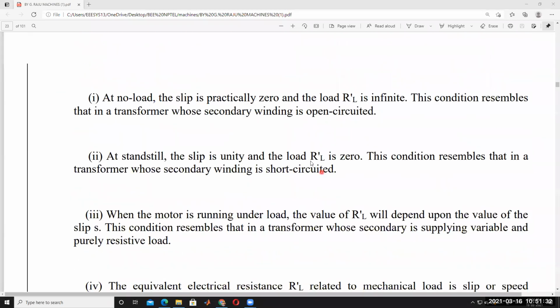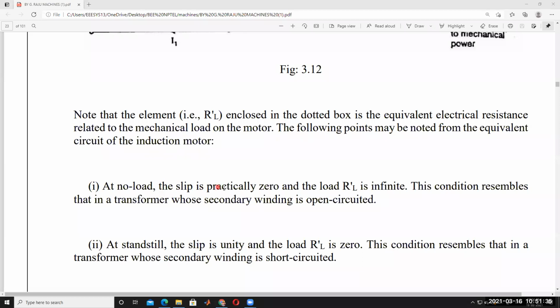And then, consider here that at no load, the slip is practically 0. What is the formula for slip here? Slip is equal to ns minus nr by ns. At no load, slip is equal to ns minus nr by ns into 100 percent. This is called the slip formula. At no load, the rotor speed is almost equal to the synchronous speed, so slip is practically 0.